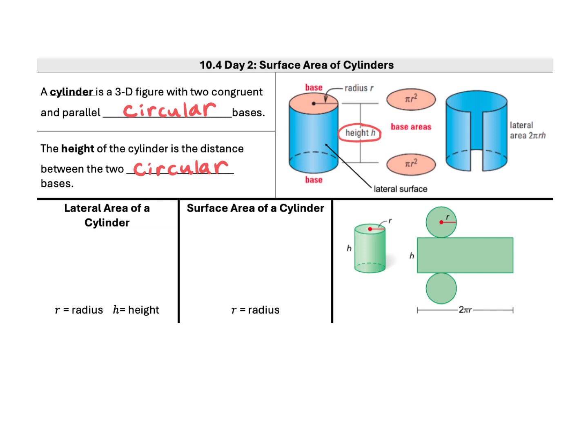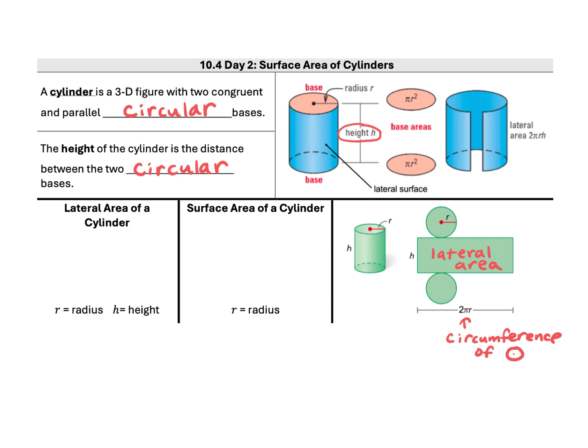The lateral area is going to be the area of the rectangle that wraps around the cylinder. So that rectangle right there is the lateral area. Notice that its height is the same as the height of the cylinder, and then its length is 2 pi r, which is really just the circumference of that circle base.